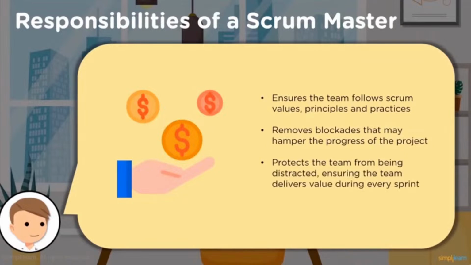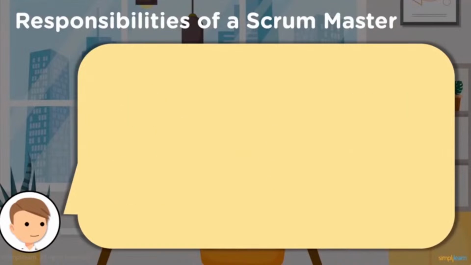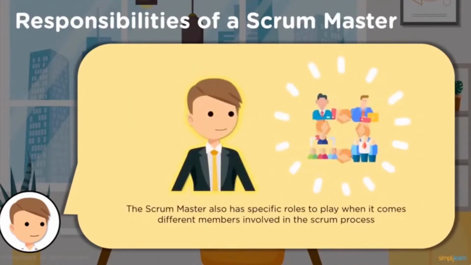The Scrum Master also protects the team from any distraction and any external interference to make sure that they are able to deliver value at the end of each and every sprint. A Scrum Master ensures that the team isn't involved in any irrelevant discussions and focuses on the sprint's requirements. The Scrum Master also has different roles to play with specific components of the Scrum process, like the product owner, the Scrum team, and the organization.